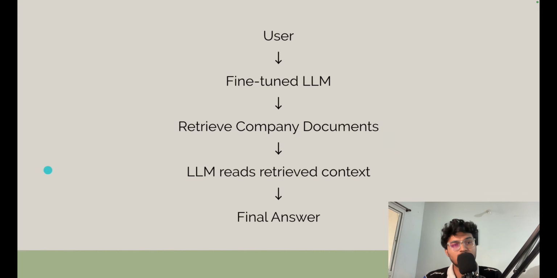Now, can we use both? Absolutely. Most production AI systems do this. They use a fine-tuned model plus RAG to create a better AI assistant. So you have the user, a fine-tuned LLM, and retrieved company documents. The LLM reads the retrieved context and gives a final response. The model already understands your company's style, then RAG provides today's information, and the best of both worlds come together to create a better AI assistant.